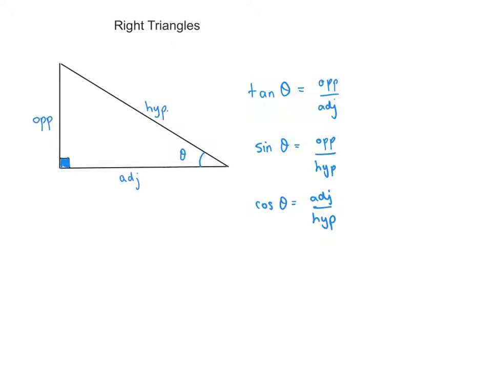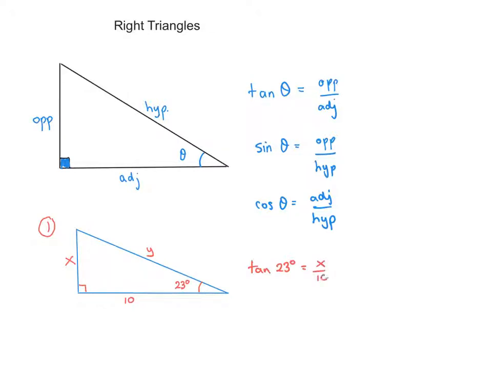So all these ratios will work as long as we've got this right angle in here. So let's have a look at a couple of questions now. The question here is to find x and y. We're given 23 degrees and 10. We know it's a right triangle, so we can straight away say that tan 23 equals x divided by 10. And if we take this 10 up and multiply, because we've got opposite over adjacent, therefore x will be equal to 10 times tan 23. And if you get your calculator out, you can work that out to be 4.24.